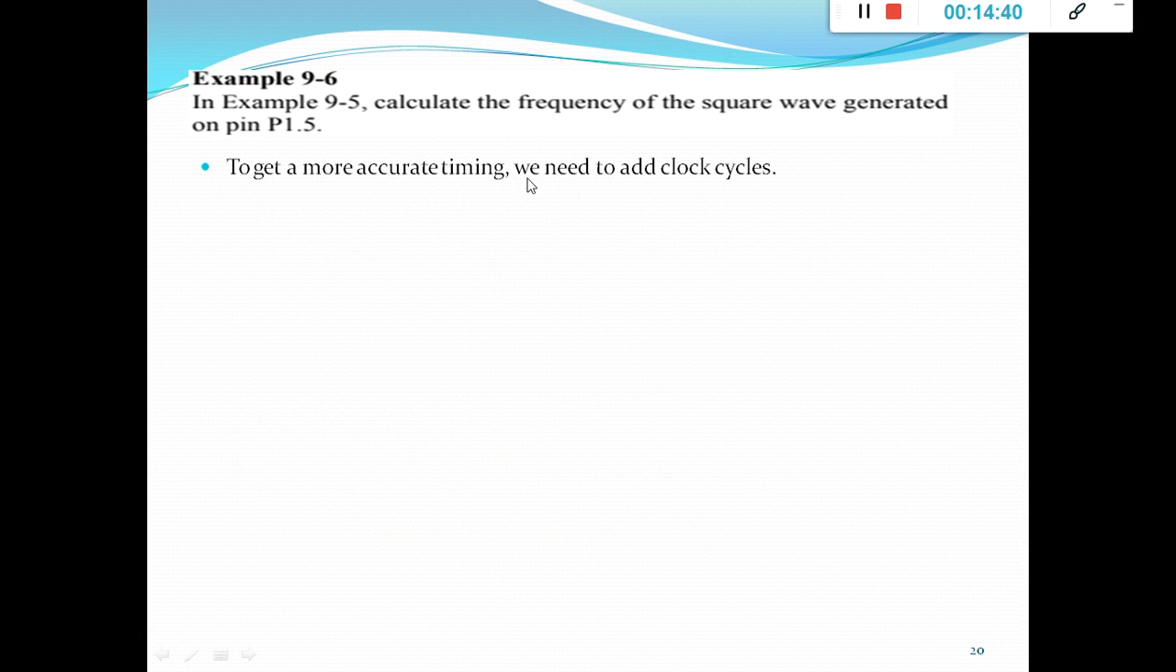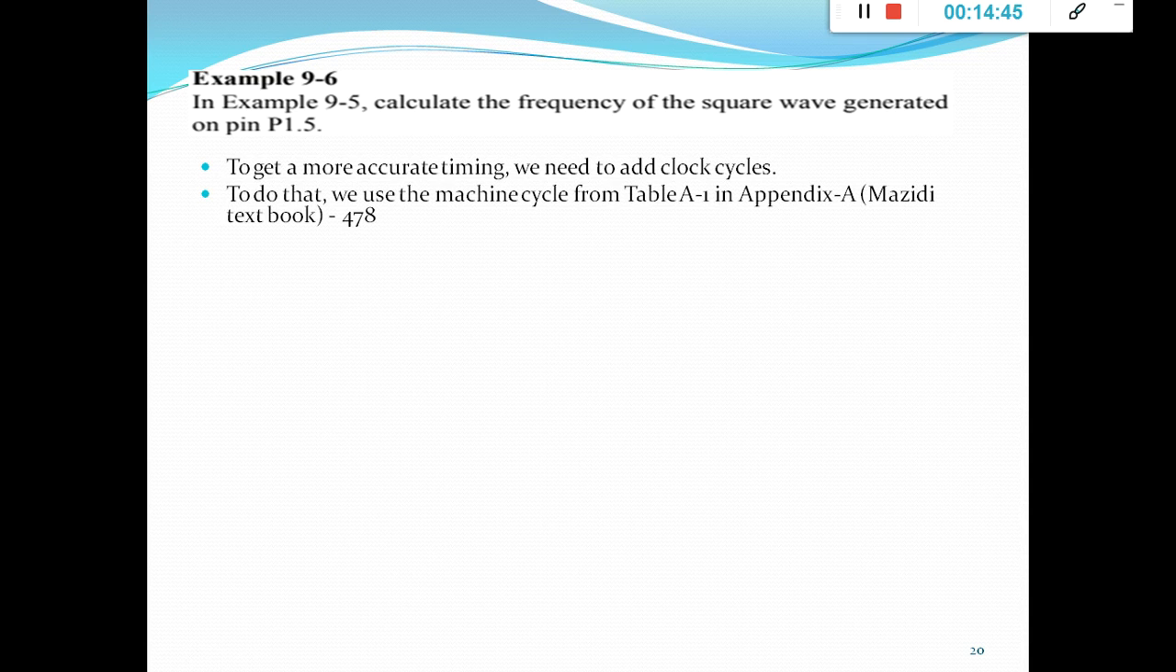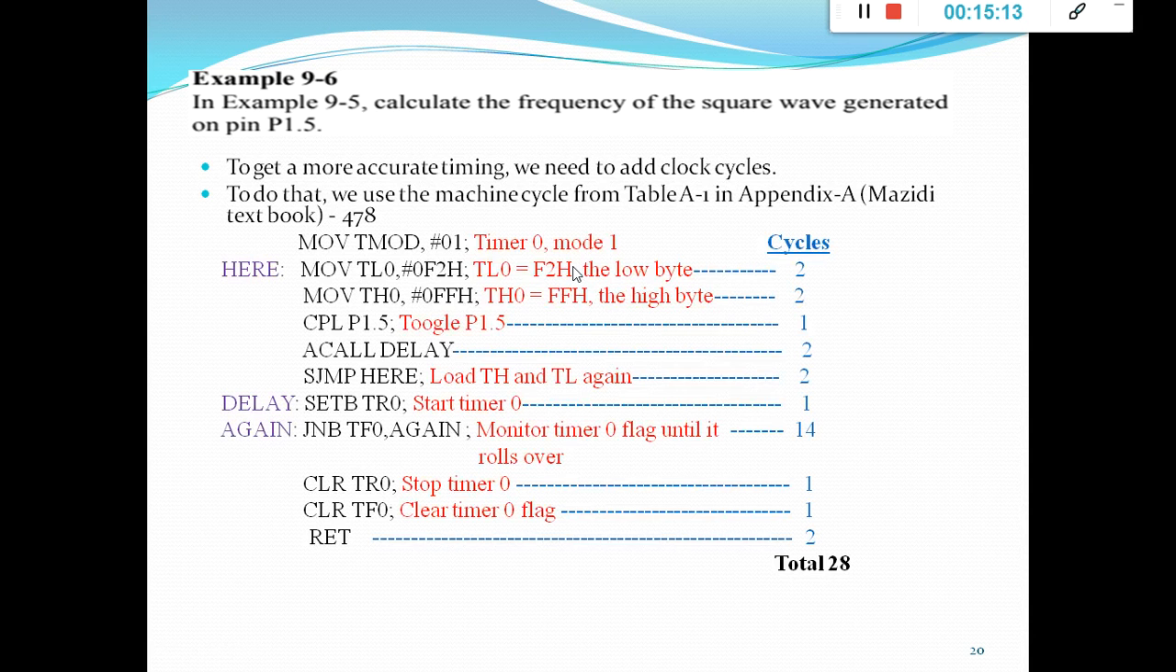So this is the same program. To get a more accurate timing, we need to add clock cycles. So this is the overhead method. Adding clock cycles means you have to add machine cycles. For each instruction, the machine cycle is given in the Mazidi book, in Table A-1 in Appendix A, at the back of the textbook. For each instruction, how many bytes it is and how many machine cycles it consists of is given. By referring to that, you can calculate the time delay with overhead.